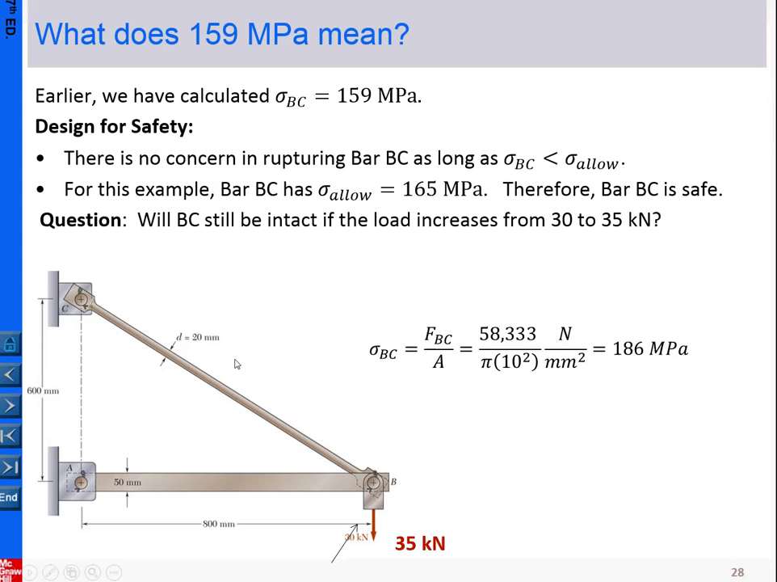So we go back to our previous example. Here, this strut carries a load of 30 kilonewtons. That is our previous example here. In that example, we calculated the stress in bar BC. That is 159 MPa in magnitude.